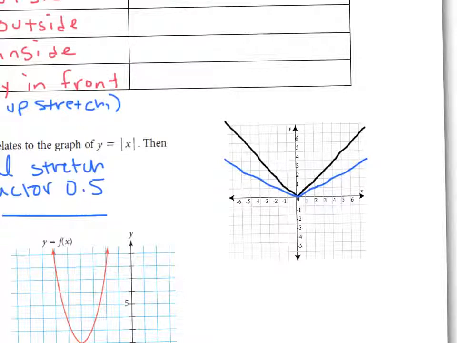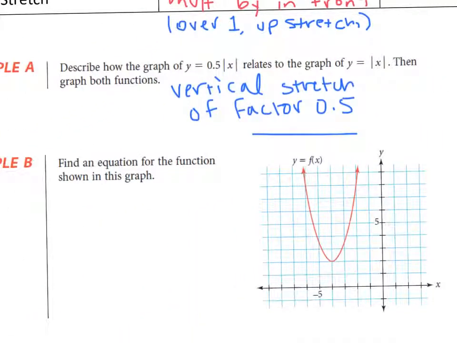Now looking at example B, we are going to write an equation for this function. So first thing we should always look for is our translation, our moving left, right, up, or down. So our new vertex here is -4, 2, which means we moved left 4 and up 2. Then we also should be looking for any kind of reflection. And since it's opening upwards, we don't have any reflection.